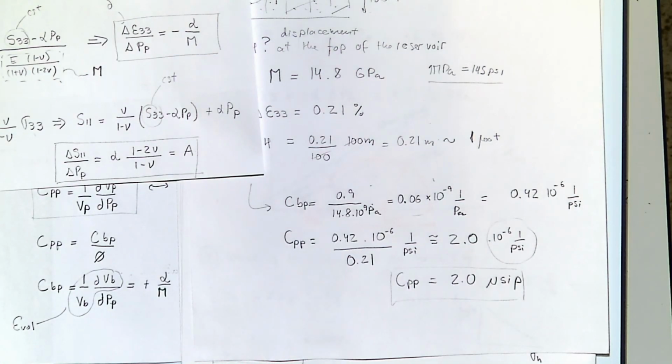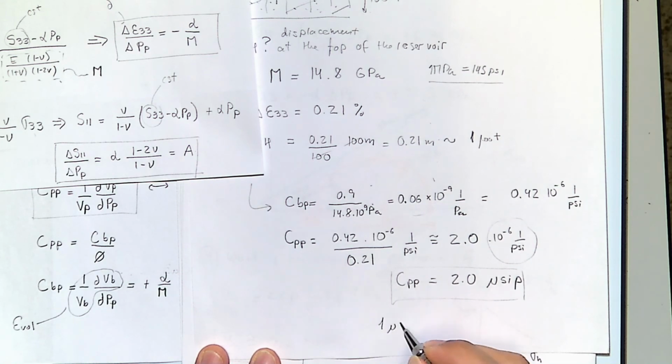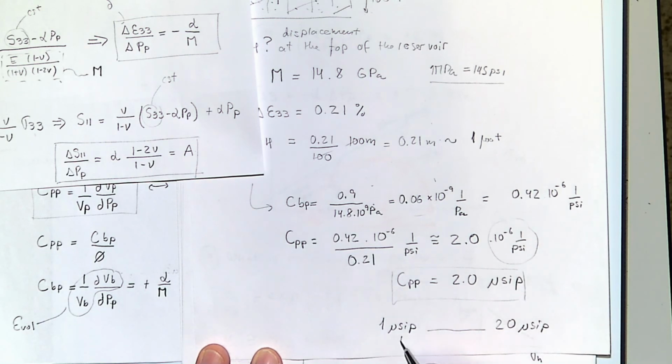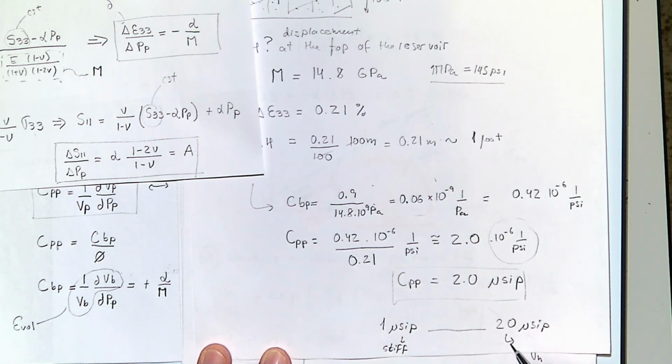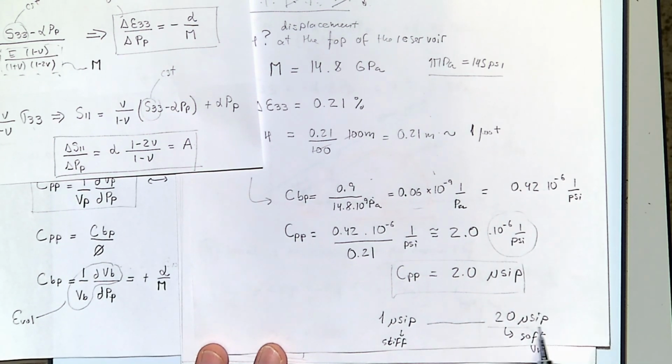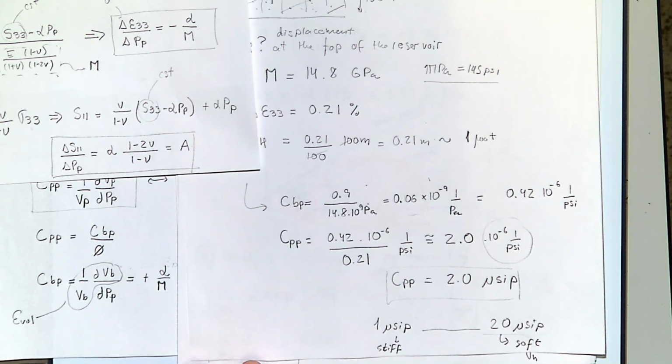Something important to remember here is that the typical compressibilities for rocks vary more or less from 1 microsip, there are some that are even tighter than this, to 20 microsip, where the low end is not very compliant. It's a very stiff rock, and this one is a soft rock. So if you have a lot of compressibility, you may expect quite a bit of compaction drive.